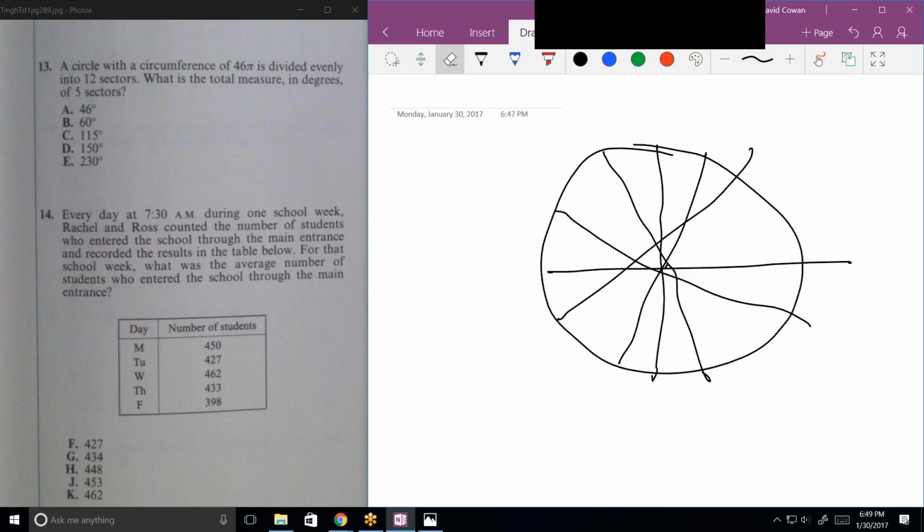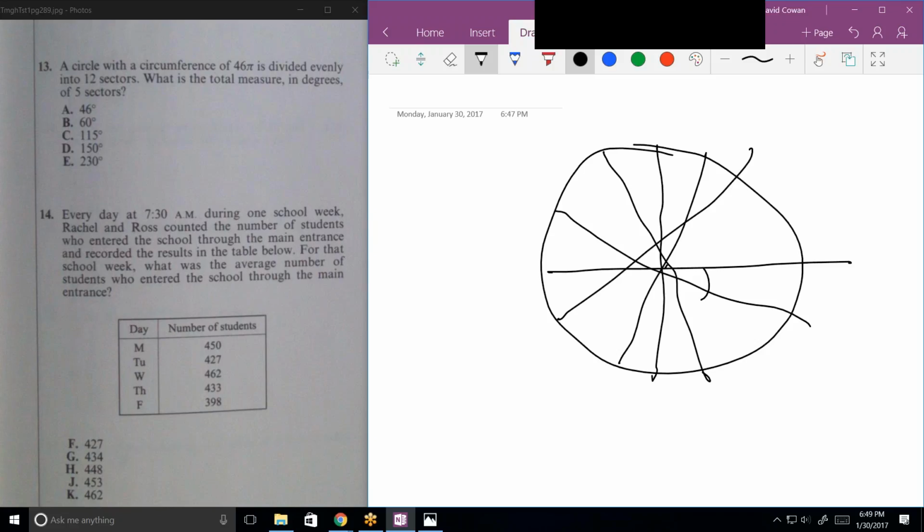What's the measurement of each sector? In other words, what's that angle right there? Pi over 6? Well, yeah, but give it to me in degrees because all their answers are in degrees. 30 degrees. Yes. So what's the total measure of 5 of the sectors? 150 degrees. Yeah.